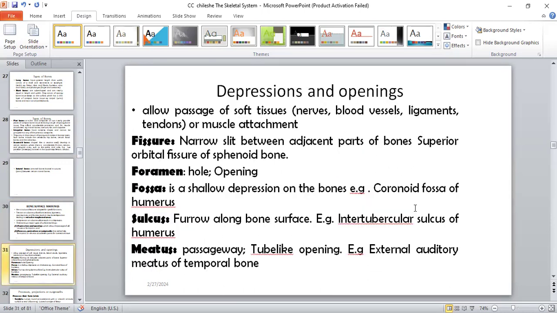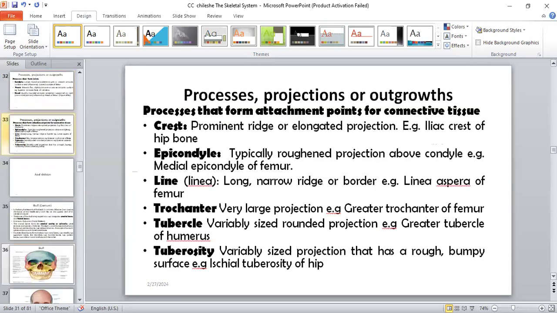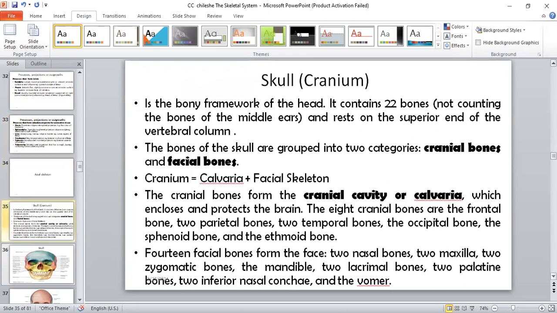Examples of depressions and openings. Openings are those places where the bone opens up for the passage of soft tissues. Okay, so depressions and openings allow for passage of soft tissues. These soft tissues include nerves, blood vessels, ligaments, tendons, or muscle attachments. So one of the examples of an opening is a fissure. A fissure is an opening in a bone. So it will look like a slit in the bone.